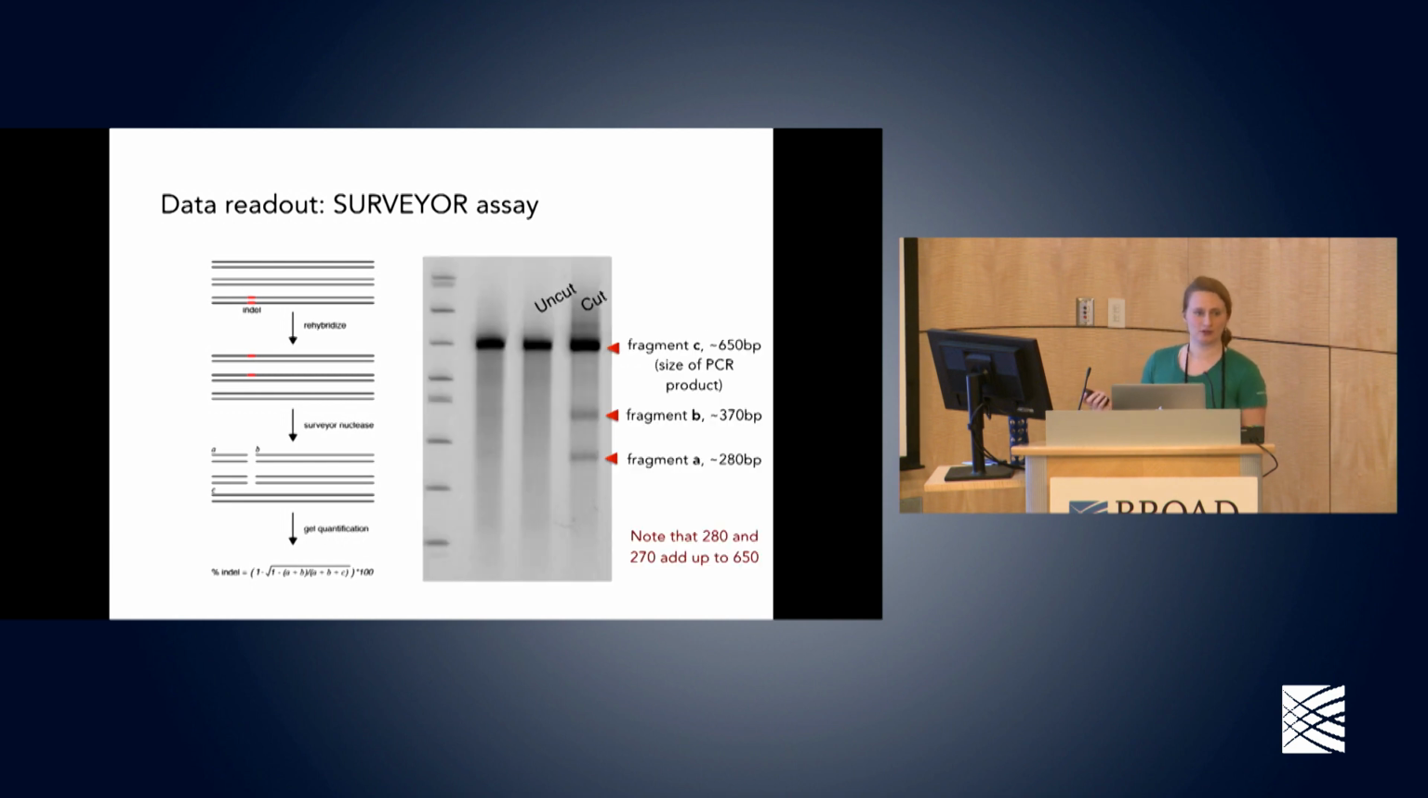And here's an example of what the Surveyor assay looks like. Uncut, so if you don't add Surveyor nuclease, you see the single PCR amplicon. And then the cut fragments are shown here. You can note that in this particular example, 280 and 270 add up to 650. And that's how you do Surveyor.